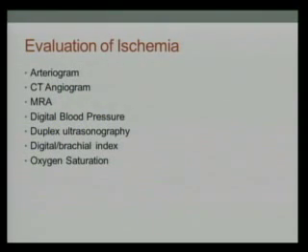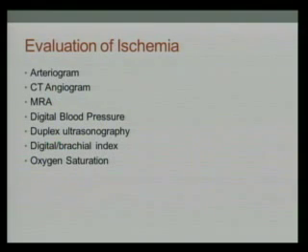So we can evaluate this ischemia. When we think it's ischemia, we can do an arteriogram. That's the gold standard to diagnose the ischemia. You can do a CT angiogram, MRA. MRA is less common, CT angiogram is more common in the lower extremities. MRA is really not a great test to have on end-stage renal disease patients because of the gadolinium exposure and the risk of NSF.